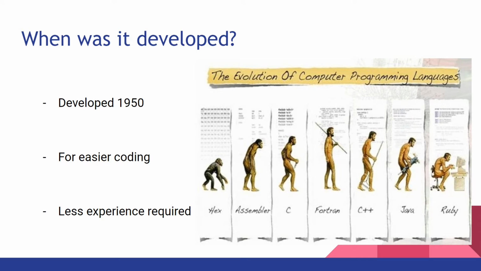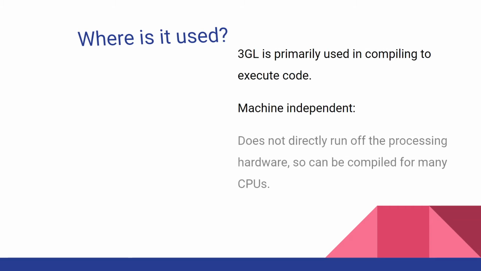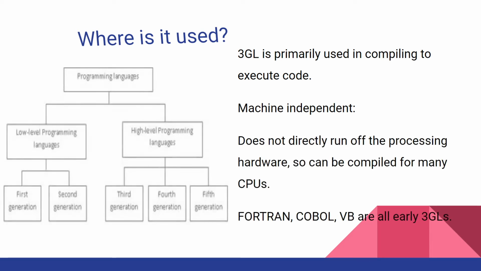So if you look at the evolution, this diagram is mostly funny, but actually looks at the first, second and third generation languages: Hex, the assembler, and then the C family and Fortran. They're more and more complex, more advanced. And that's the idea with that diagram. They get used in compiling and executing code, and basically every programming language you can name today is at least a third generation language. Big thing here is that they are machine and CPU independent.